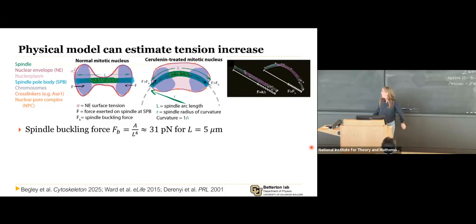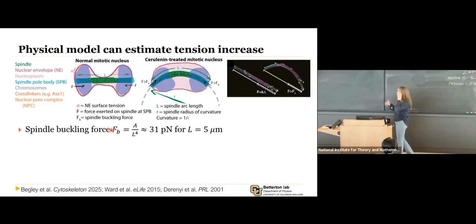E-Life paper, where he actually built a model of multiple microtubules and motors mimicking the pombe spindle, and then, like in the upper right here, put a spring to pull on the ends and see what it takes to buckle the spindle. And he found that, as you would expect for Euler buckling, the buckling force required is proportional to 1 over the length of the spindle to the 4th.